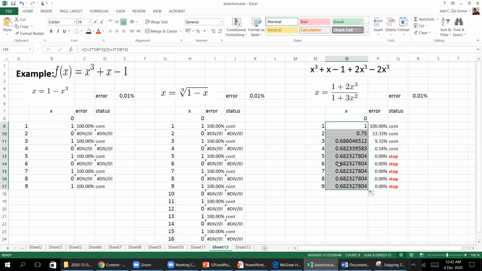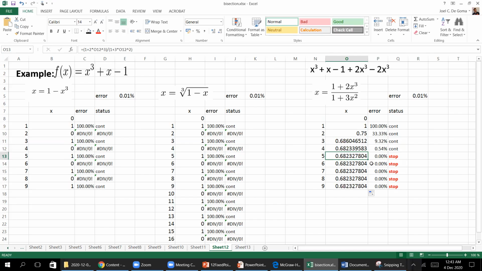By the way, the desired error here is 0.01%. If you're going to compare it to the first two equations, the third equation works. As you can see here, x is converging to a certain value. Our answer is the one that is less than or equal to the desired error, so after the fifth iteration, we have 0.682327804 as our answer, as one of the roots of x.